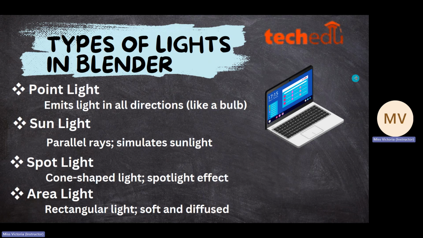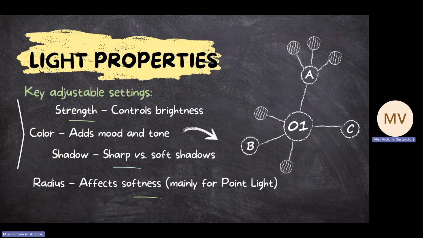Now, the light properties will require for us to change. Just so we can change the properties in the properties bar for our meshes, we can also do the same for our light. All right. Now, the essential ones that we tend to see most often in most projects you take on as 3D artists include the strength of the light, the color of the light, the shadow, and the radius.